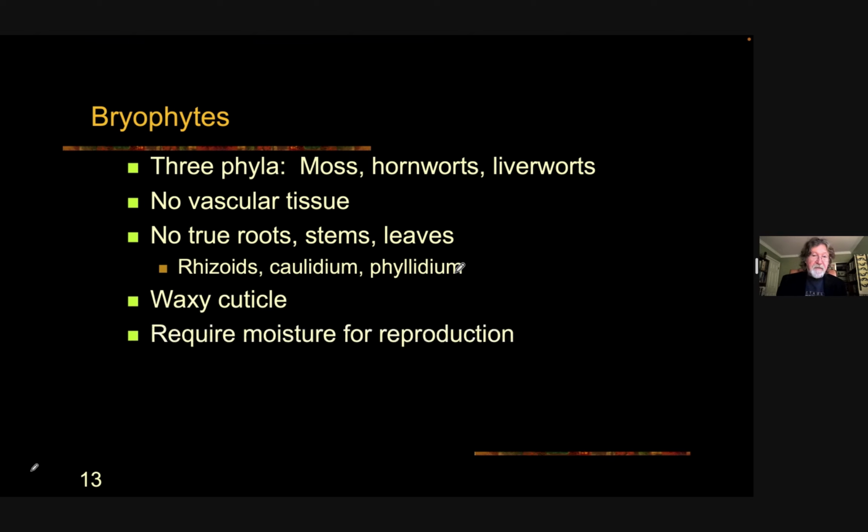Okay? But one of the things is that these, due to their reproductive structure, require a film of water, or else they cannot reproduce. And that's why you usually find these groups in moist areas. Doesn't mean it's moist all year long, but it is an area that retains moisture for a good period of time for them to be able to reproduce.